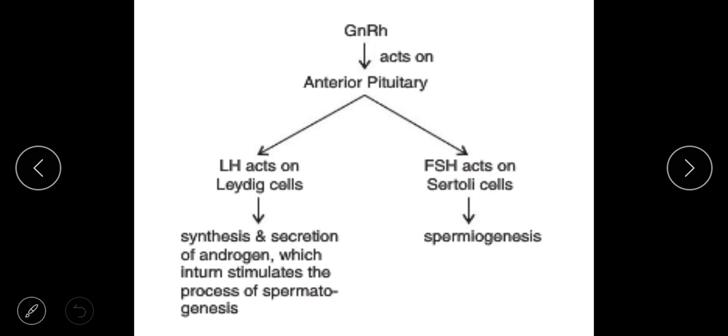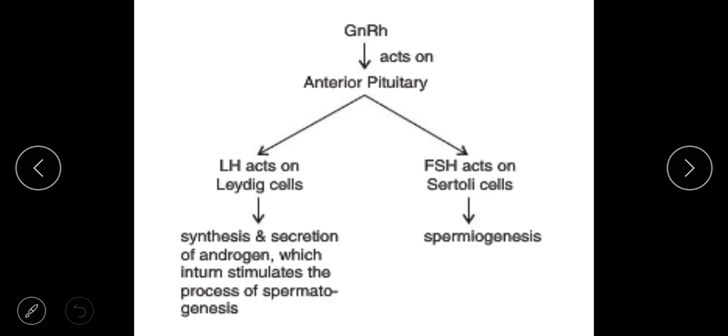Now besides this, there are certain hormones which regulate the male reproductive system, or spermatogenesis. You can see in this flowchart it is written GnRH. RH means releasing hormone and Gn means gonadotropin. Gonads means the reproductive organs. These releasing hormones are released from the hypothalamus, which is present in our brain. During puberty, the hypothalamus guides the pituitary gland to release its hormones. It releases the gonadotropin releasing hormone.